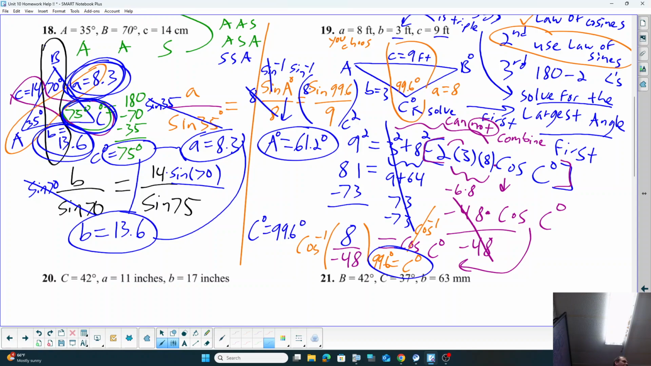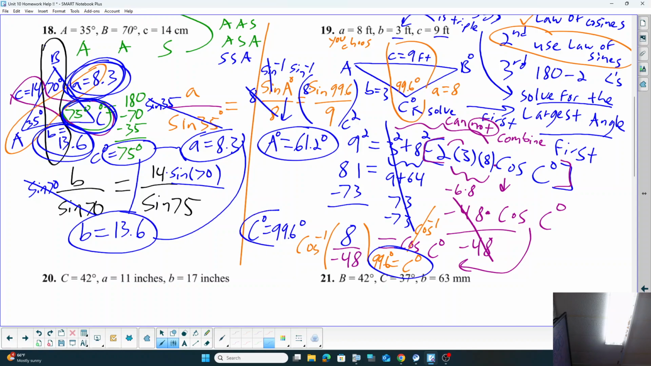And now we're going to go ahead and find, if I can find it. Oh, there it is. Cool. Just making sure we got this right for you. Yep, we're doing it right. I just wanted to make sure there. Angle A is 61.2, and C is 99.6, yep.